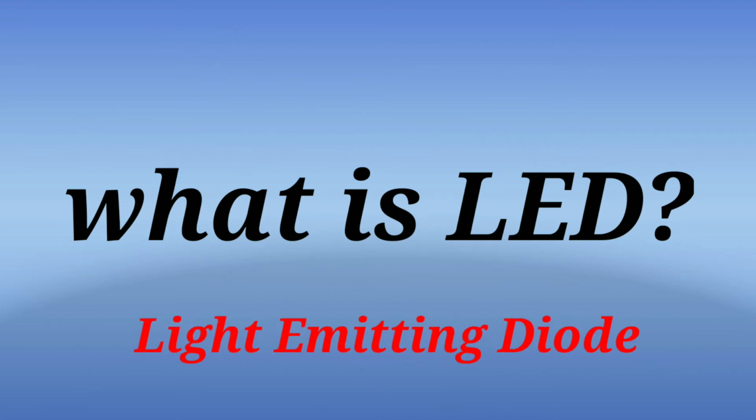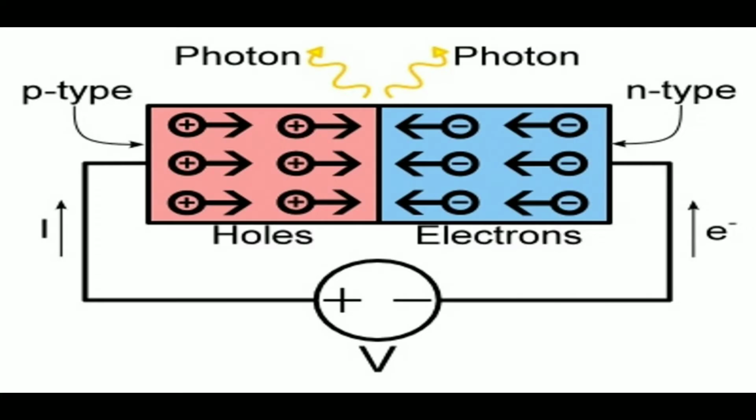Hello friends, today we are learning what is LED. LED is a light emitting diode, a semiconductor device that emits light when an electric current flows through it.